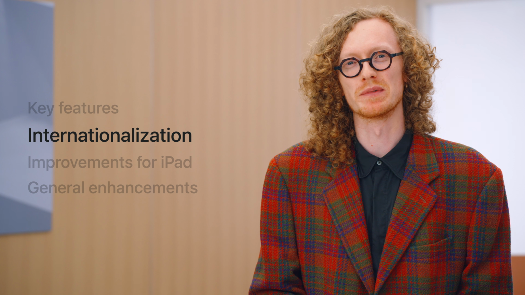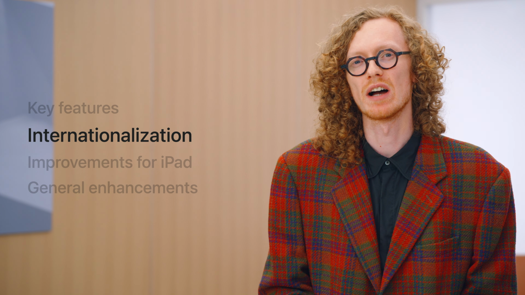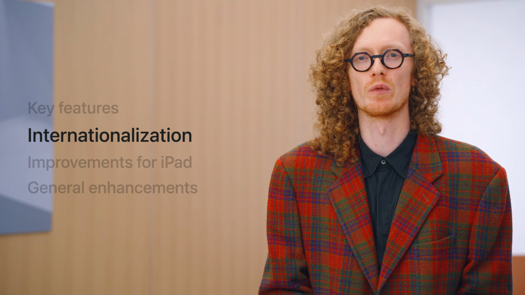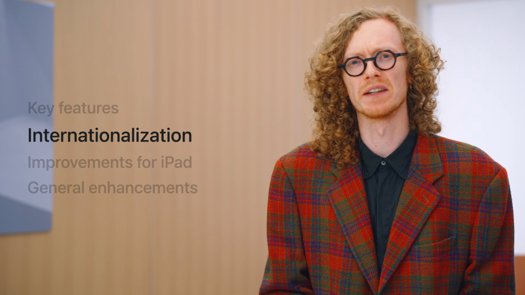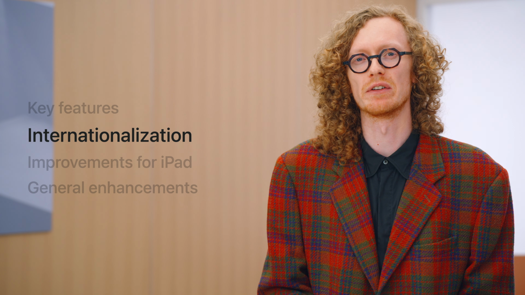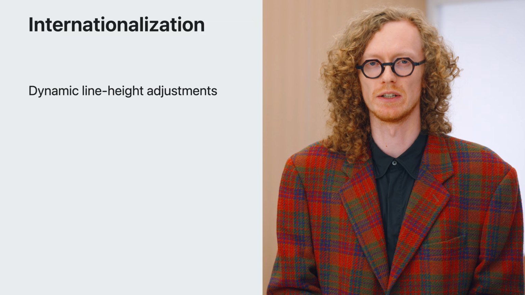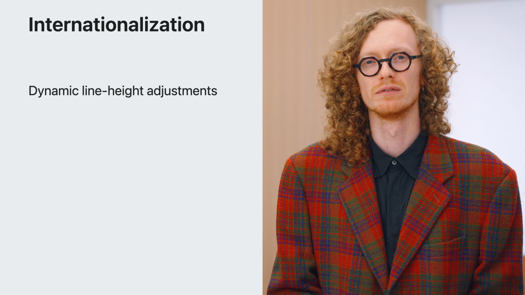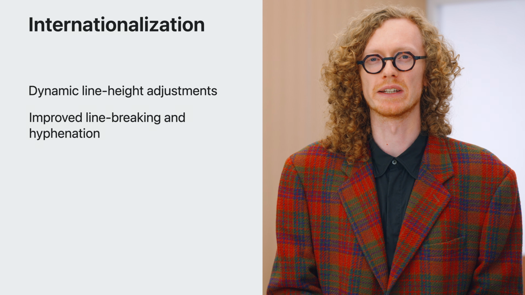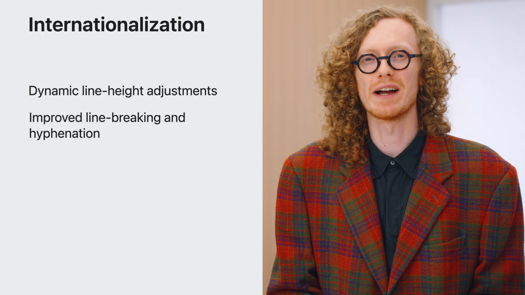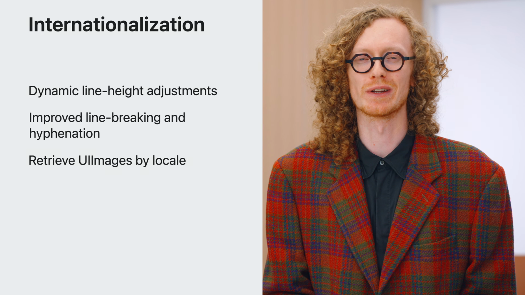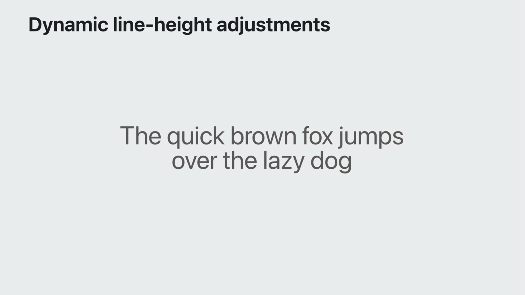Across all Apple platforms, it is essential to deliver a consistent, high-quality experience, irrespective of the language setting. To facilitate that, we've made significant advancements in the area of fonts and text rendering. In this section, I will tell you about the dynamic line height adjustments that help prevent clipping and collision of text in certain fonts and languages. You'll also learn about the improved line breaking and hyphenation rules, as well as the new API to request images based on the locale. First, a closer look at fonts and their metrics.